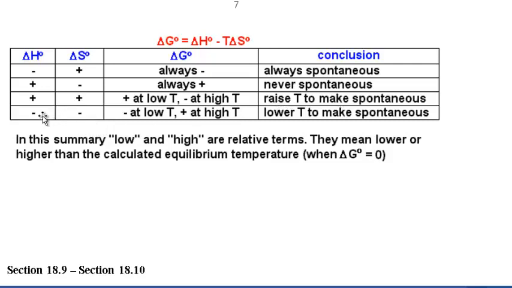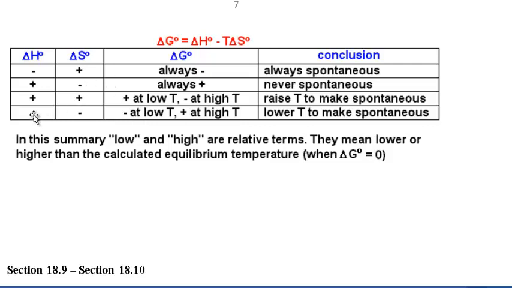Now look at this fourth criteria. If your delta H is negative and your delta S is negative, so we have a negative, negative, and a negative. So a negative with a positive. If you have a very low temperature, the negative prevails, and it's exergonic.